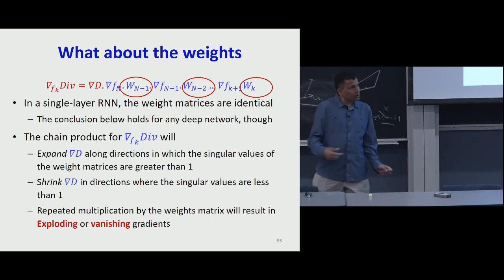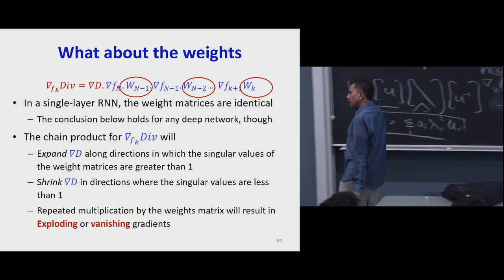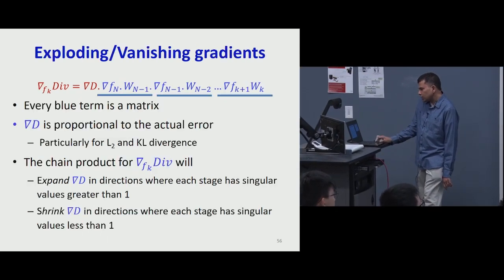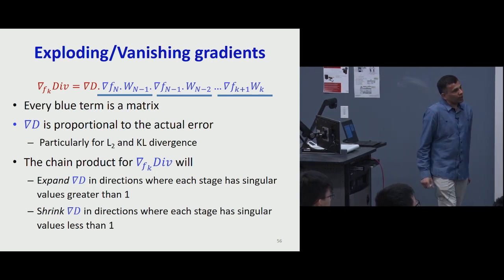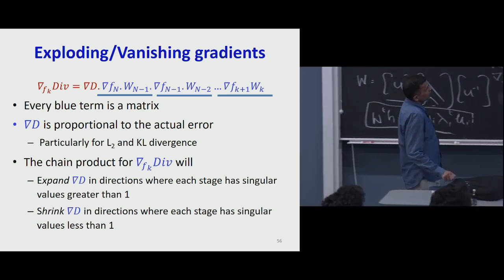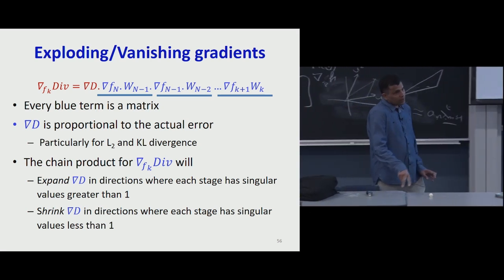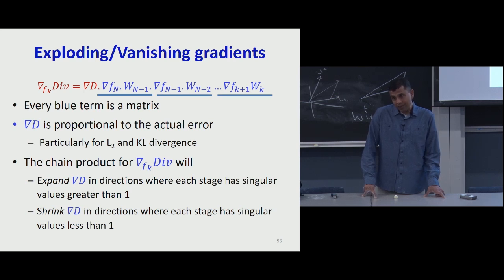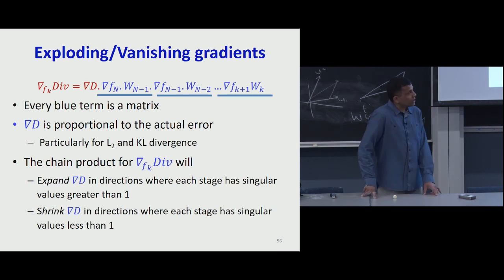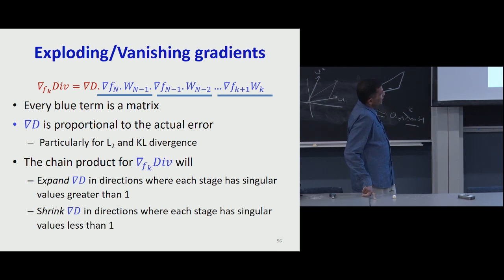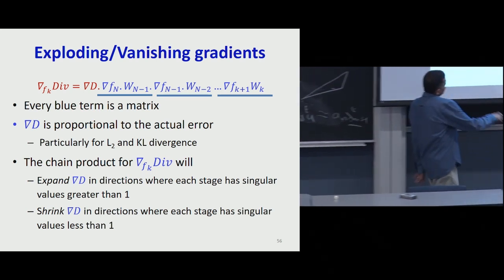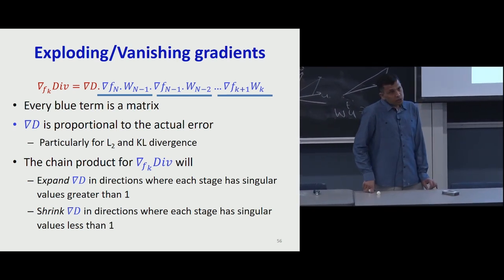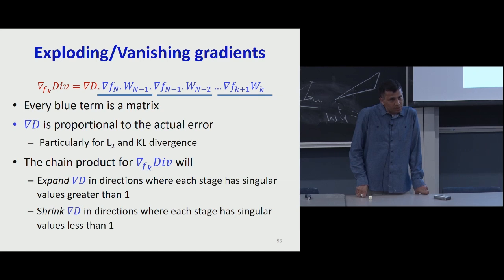Unless you have recurrent neural networks where all the weights matrices are the same. But regardless, the real behavior you want to look at is the product of the Jacobian and the weights matrix, which can be thought of as a matrix, and what happens to the derivative really depends on these. In general, the chain product will expand the derivative in directions where each stage has a singular value greater than 1, and it's going to shrink the derivatives in other directions.